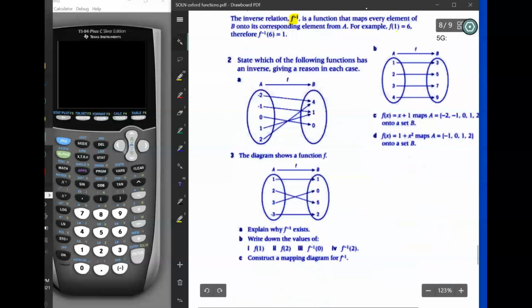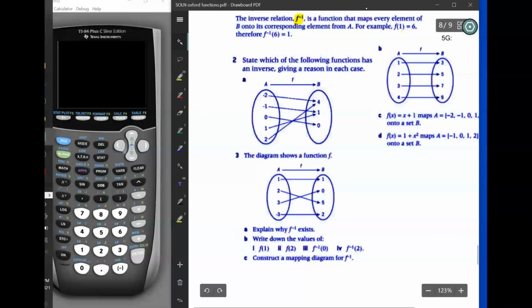Number 2, state which functions have an inverse, giving a reason. Now, how do we know that it has an inverse? Is it a one-to-one function? So what were the conditions to be a function? It could be one-to-one, or it could be many-to-one. This couldn't be one-to-many, right? If it was going to be a function. But in this case, we're looking specifically for functions that have an inverse. So this is being even more strict, and now we're looking at just one-to-one functions. So the reason we're going to give is that it's one-to-one. That's what it takes to have an inverse.